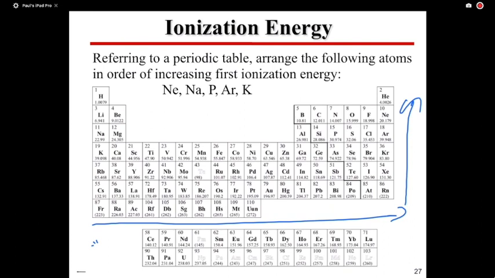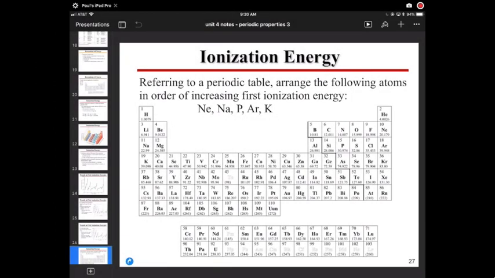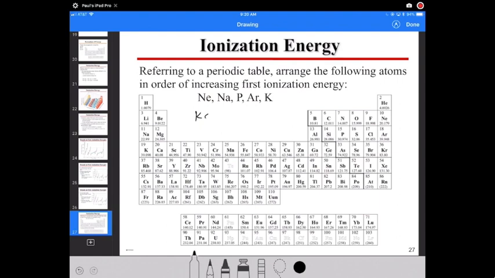Sodium and potassium. Now, they are in the same family, so they're at least less than anything else on that chart. But how do I compare those two? Which one has an easier time having an electron stolen from it? Potassium, because it has more electrons. So potassium is the easiest. It takes a little bit more energy to stop. Potassium, followed by sodium.